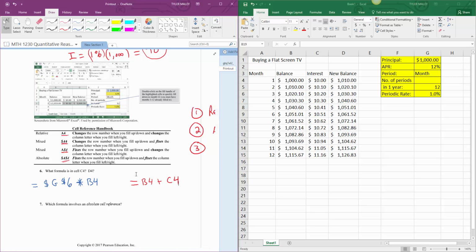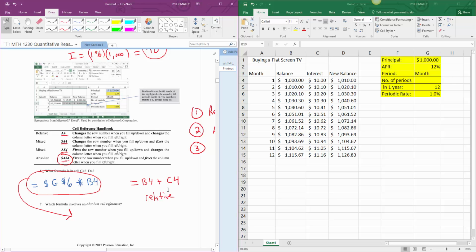Then in number 7, it says which formula involves an absolute cell reference? So remember, if you look up here, an absolute cell reference has a $ sign in front of both. The formula that had an absolute cell reference was this one, so we could just copy this down here. Here, this has relative cell referencing. So just to get some practice with that terminology.